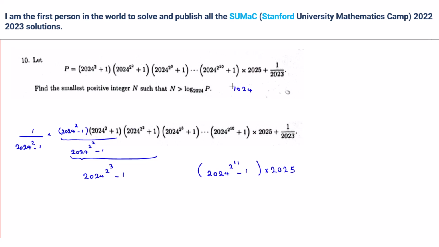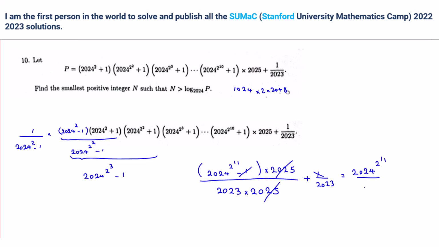Then I change the number a little bit. Then you just become times 2. So it's 2048. Okay, let's check. Over here, again, you can factorize this. It's 2023 times 2025, right? Then we can cancel this, and because it is plus, so 1 over 2023, we can cancel this negative 1 and 1. So it would be 2024 to the power of 2 to the 11 over 2023, 2022, right? And then it is our P.